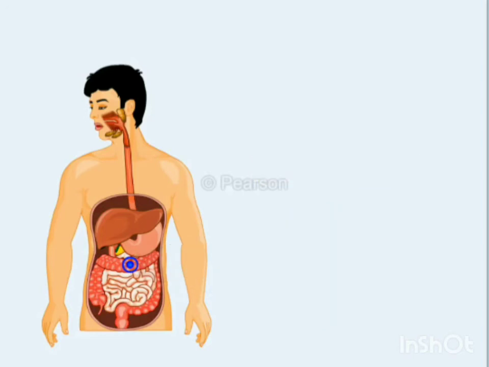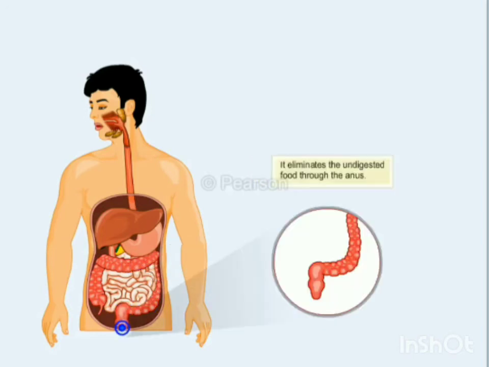Now the large intestine absorbs water from the food, and it eliminates the undigested food through the anus out of the body. Like this, the digestion takes place in our body, and the remaining semi-solid waste is excreted out through the anus. So this is all about the digestive system.